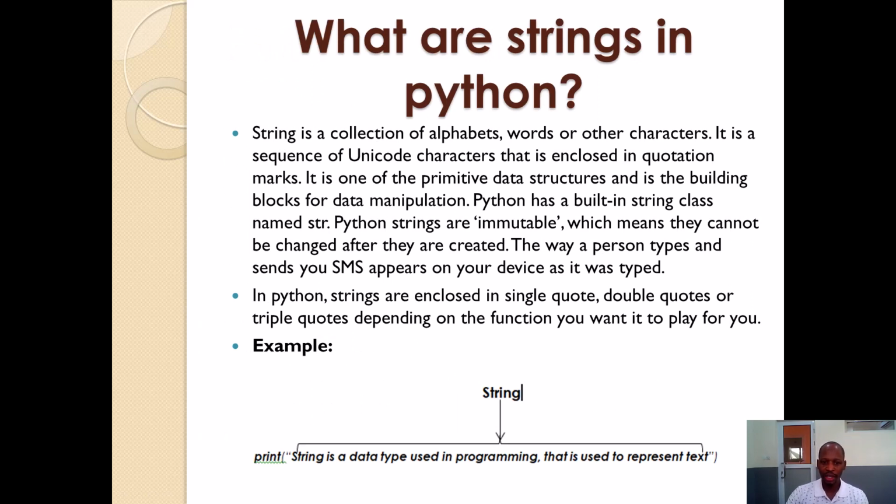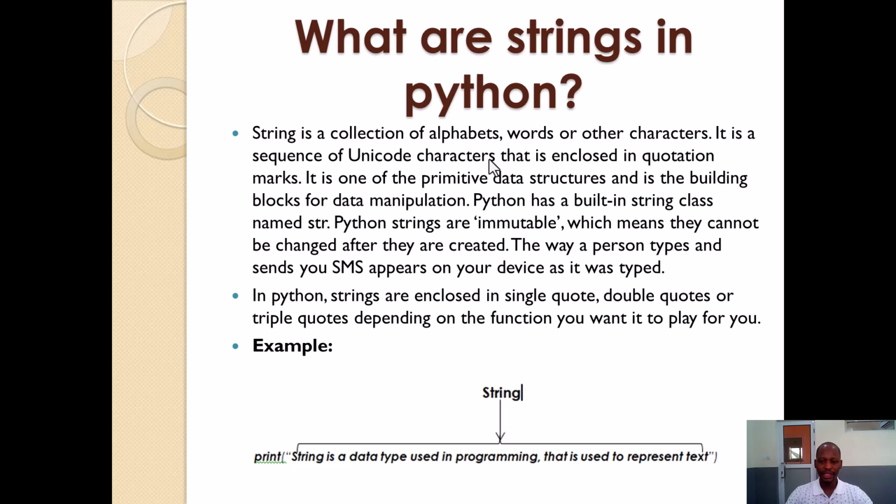A string is a collection of alphabets, words, or other characters. So strings can be a sentence, a word, a phrase, or a block of sentences. It is a sequence of Unicode characters that is enclosed in quotation marks. It is one of the primitive data structures and is the building block for data manipulation.